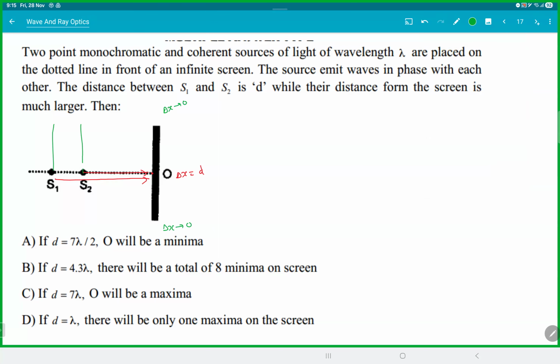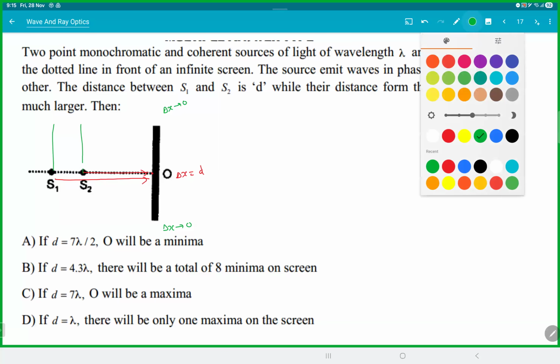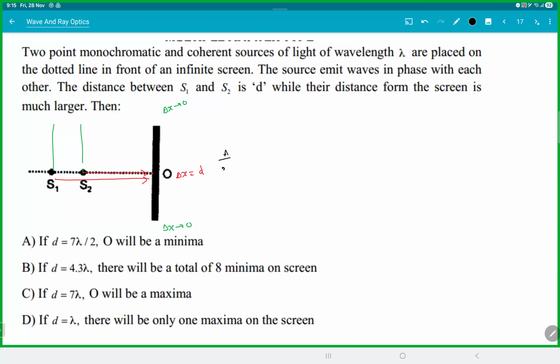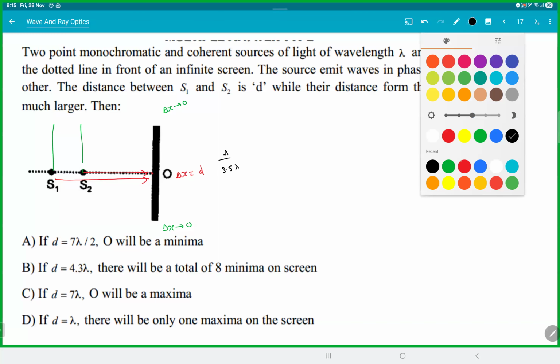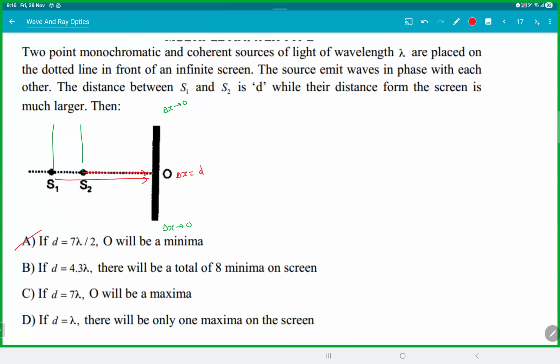For the first option, if you take 7 lambda by 2, then this will be 3.5 lambda, meaning there'll be somewhere 3 here, 2 here, 1 here, and 1, 2, 3 here. O is minima. Yeah, that was easy anyway. Okay, for 4.3 lambda, that means there is 4 here, 3, 2, 1, 1, 2, 3, 4. And in the middle, this will be 3.5, 2.5, 1.5, 0.5. Yeah, there are 8 minimas.